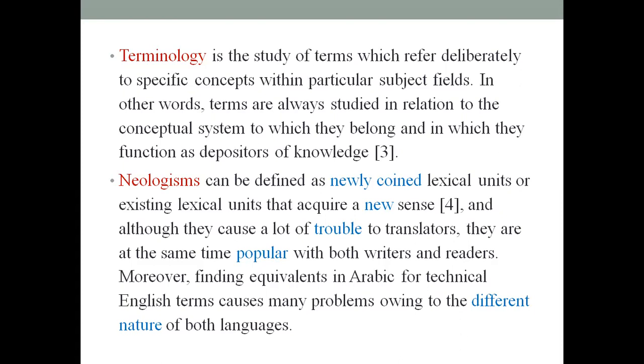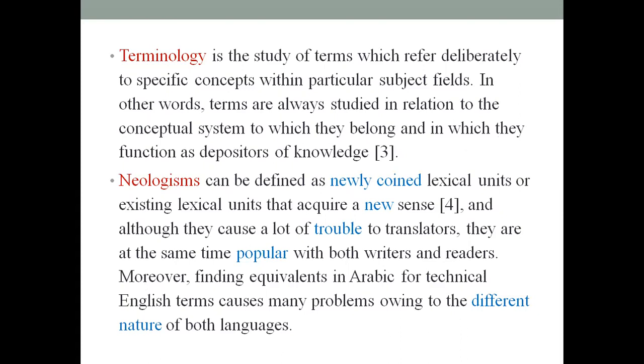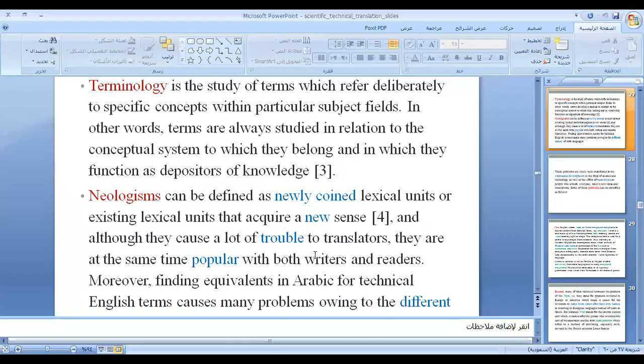Okay. This is what is meant by terminology. Now, let us move to another thing and let me share this screen.